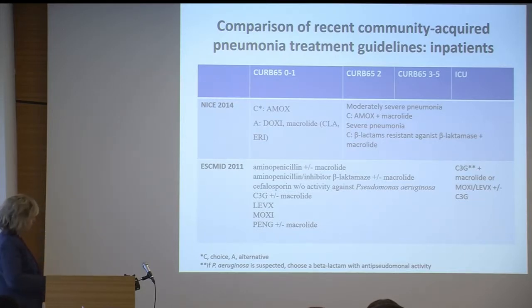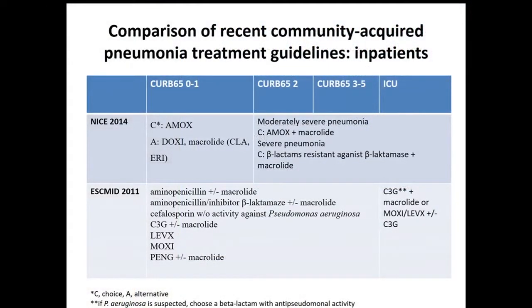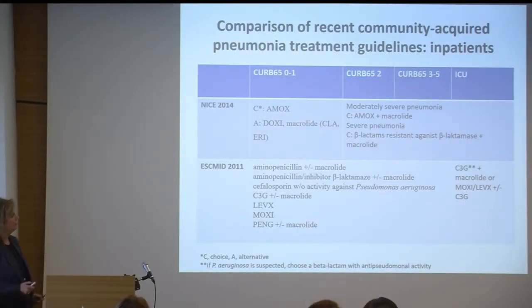This is different from ESCMID. They actually put plus minus macrolide, and this is the individual physician who decides to do it or not. And so on. And in more severely ill patients, they recommend third generation plus macrolide or MOX-LEVO plus minus third generation. The problem is that some countries have resistance to quinolones in pneumococci, of course. And here, of course, we replace third generation, or we go for cephalosporin that is active against Pseudomonas. So a slight difference here, it's plus minus. And they also recommend aminopenicillin and beta-lactamase inhibitor.